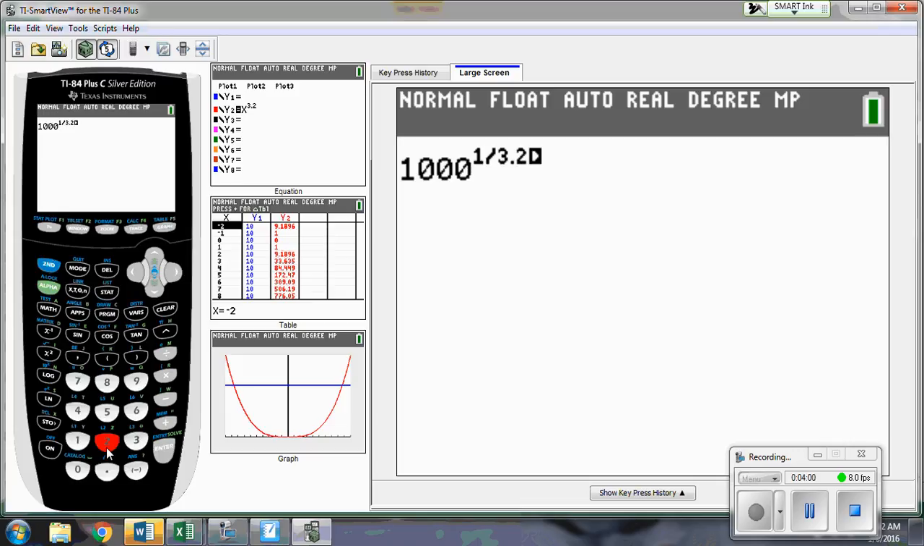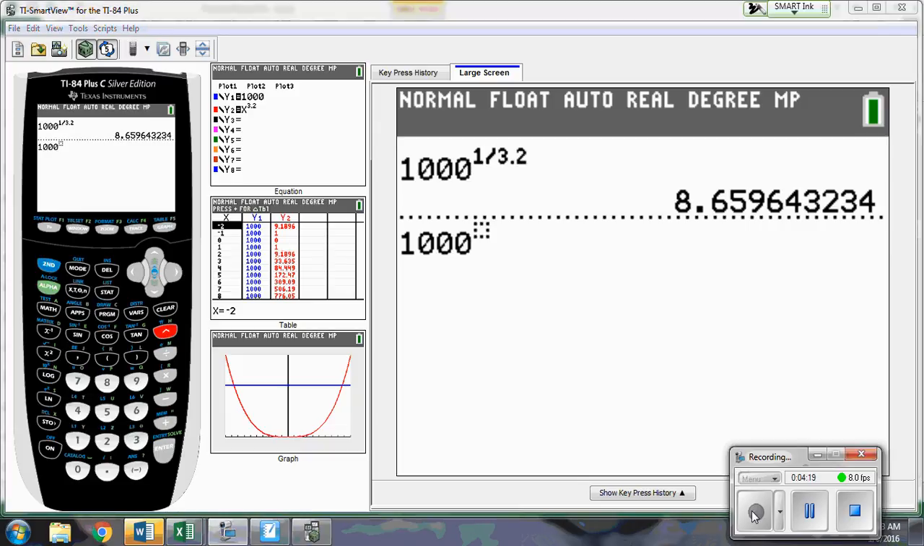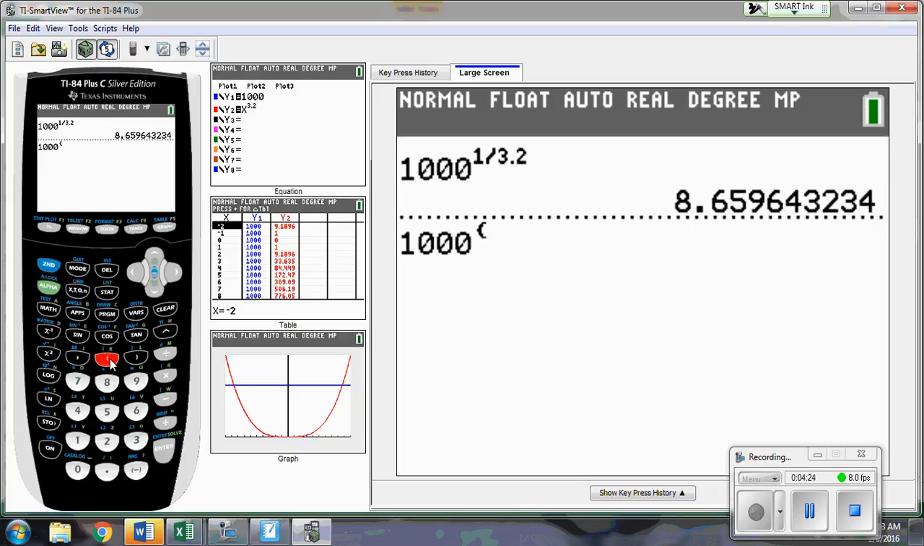I would like to point out we are using the TI-84 Plus Silver. And the programming on this one naturally gives us the exponent. If you are using a different style calculator, with other calculators that don't have this programming, you may need to put the exponent inside parentheses, such as 1 divided by 3.2. And again, it doesn't really show up well on this calculator, which is why.